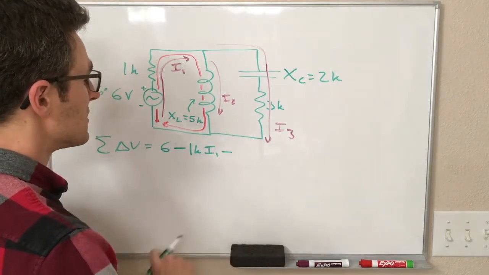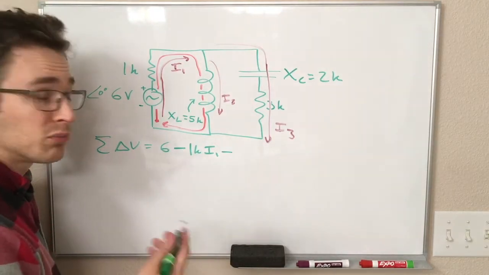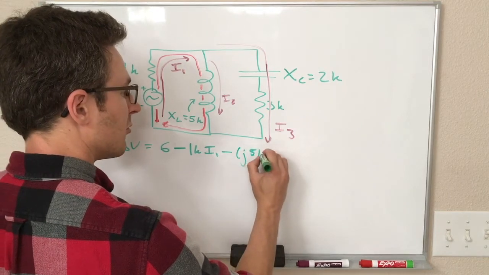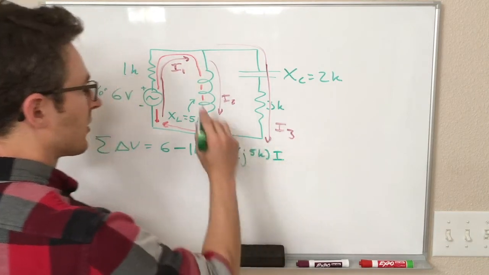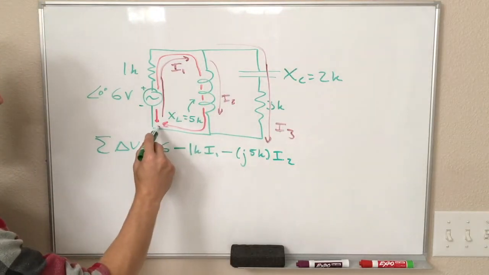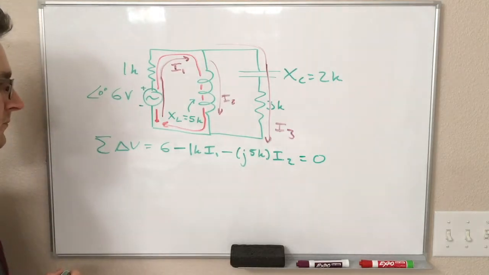So here, our impedance is 5 kilo ohms at an angle of plus 90 degrees. So that is J times 5 kilo ohms, and the current is I2. And now we are back to where we started, and therefore these three have to equal 0.